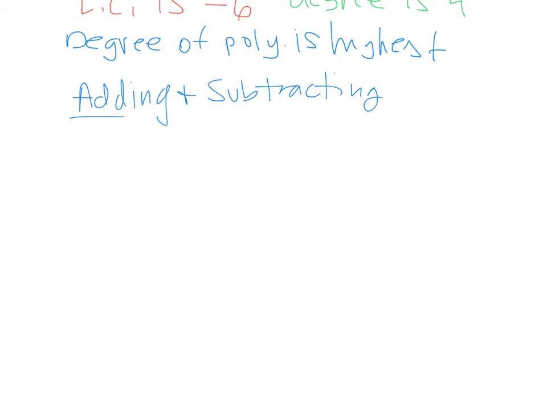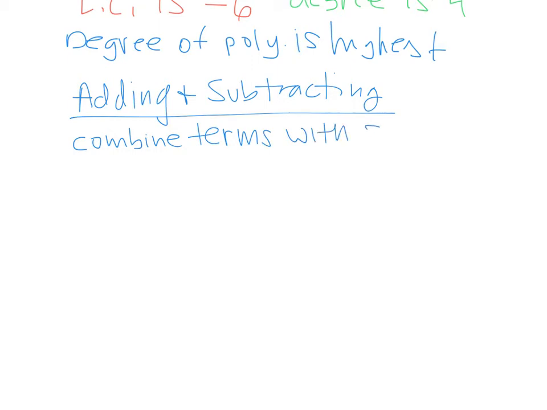Okay, what we want to do in adding and subtracting is combine terms that have the same degree. Or another way to say that is we're going to combine like terms. So like terms are ones that have the same degree. Okay, so let's look at an example.